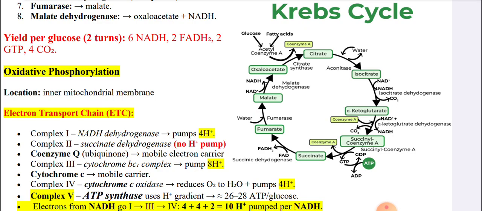So let's tally the score for the TCA cycle. Remember, it runs twice for each glucose. Right, so per glucose, the total haul from 2 turns of the TCA cycle is 6 molecules of NADH, 2 molecules of FADH2, 2 molecules of GTP or ATP equivalent, and the release of the final 4 CO2 molecules.